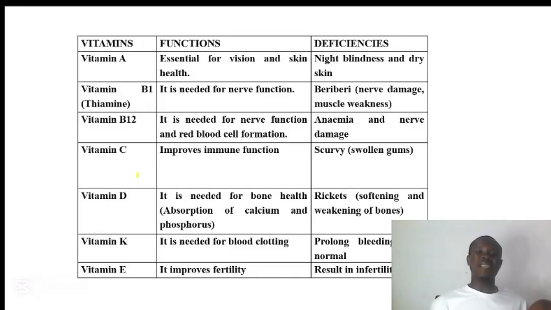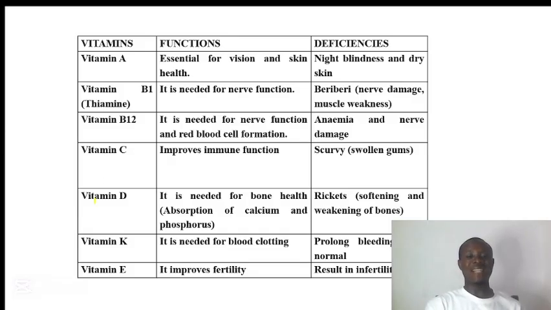So on this slide here, we are going to talk about vitamins. We are going to talk about vitamins A, B, C, D, K, and E. So we have two types of vitamin. We have the water-soluble vitamins and we have the fat-soluble vitamins. The fat-soluble vitamins are vitamins A, D, E, and K.